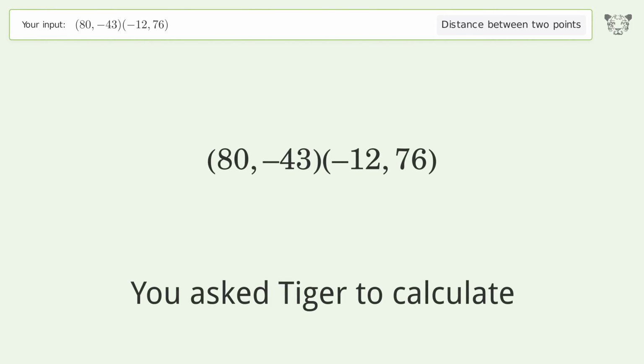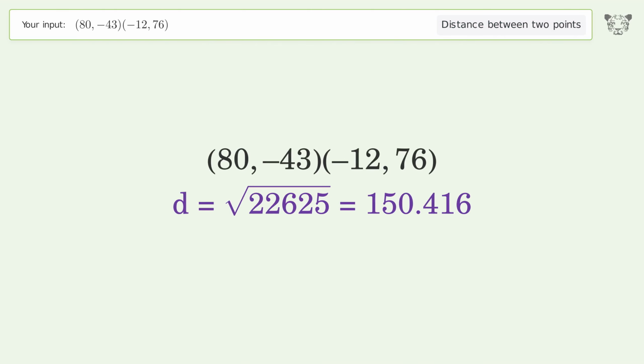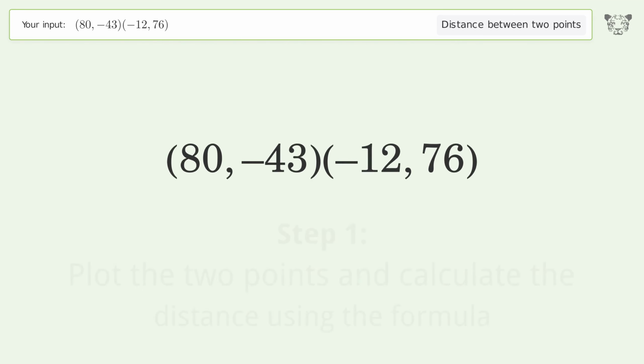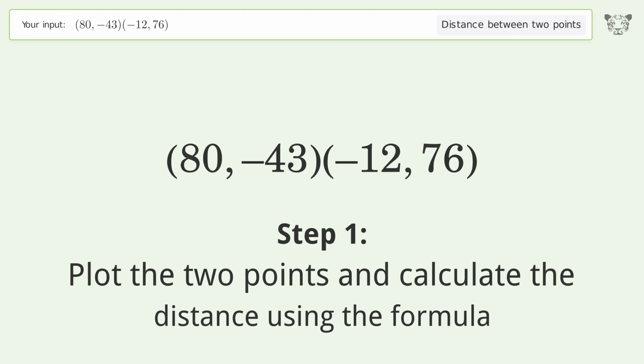You ask Tiger to calculate. This deals with the distance between 2 points. The distance between the 2 points is the square root of 22,625 or 150.416. Let's solve it step by step. Plot the 2 points and calculate the distance using the formula.